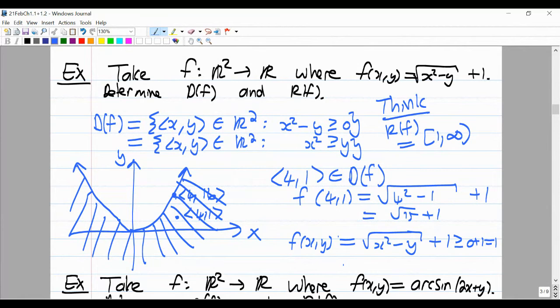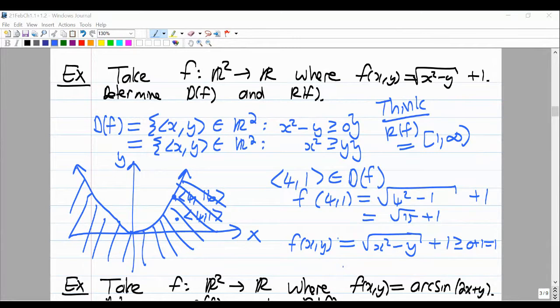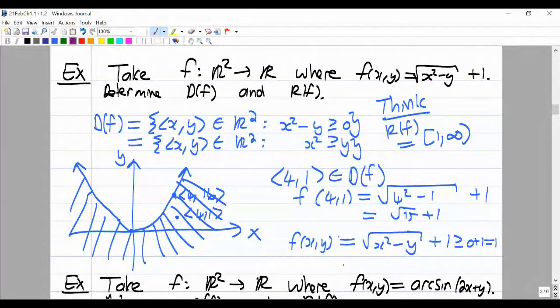And how do we show that this is the range? By showing that for every possible output, there's an input with that output. Let me repeat what I mean by that. So this is the answer that we want for assignment one. So take t greater or equal to one. And what I want is an input. So the input must be a 2D vector whose output is going to be t. So take a real number t greater or equal to 1, and I want an input whose output is going to be t.